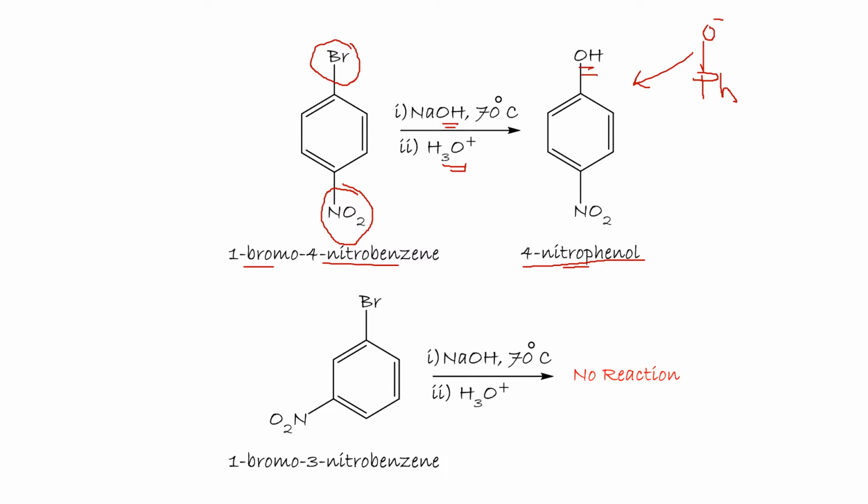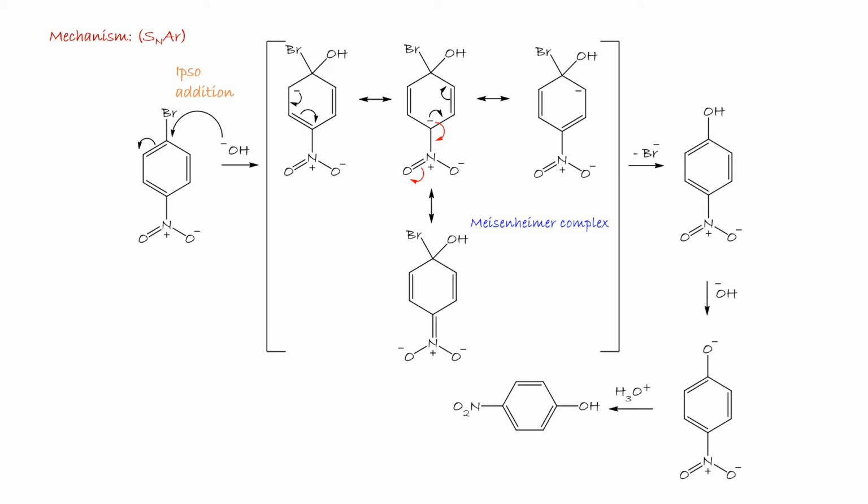Now, if you have 1-bromo-3-nitrobenzene, meta to each other, now you treat that with sodium hydroxide at 70 degrees Celsius. That's the first step. Second step is acidification. Treated with acidified water, you get no product. That's the same, no reaction. All right. To understand the role of the nitro group, let's look at the mechanism.